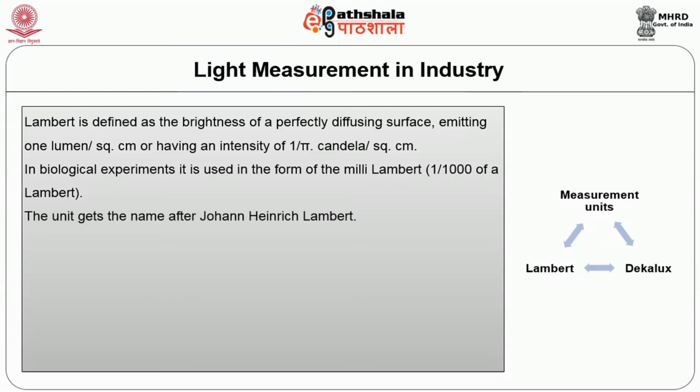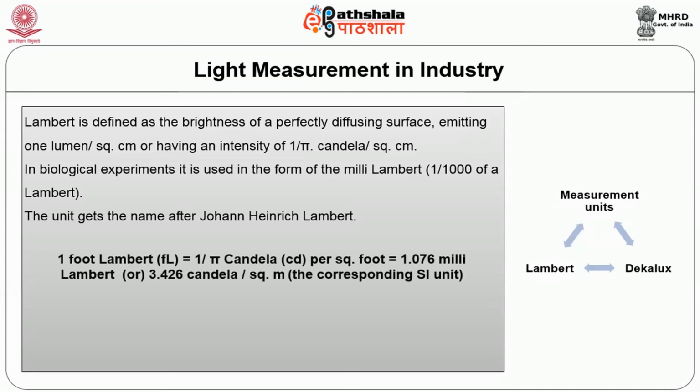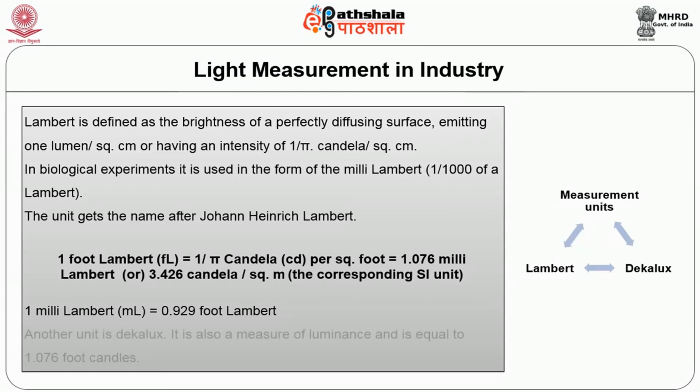The unit gets a name after Johann Heinrich Lambert. 1 foot Lambert is equal to 1 by pi candela per square foot, which is equal to 1.076 milli-Lambert or 3.426 candela per square meter. 1 milli-Lambert is equal to 0.929 foot Lambert.